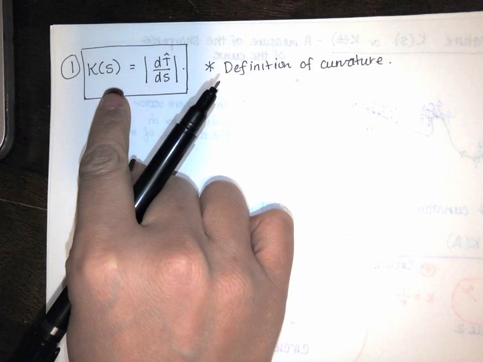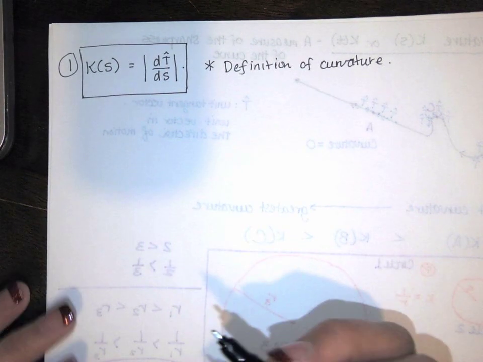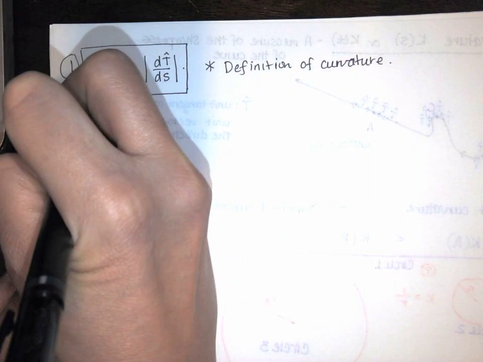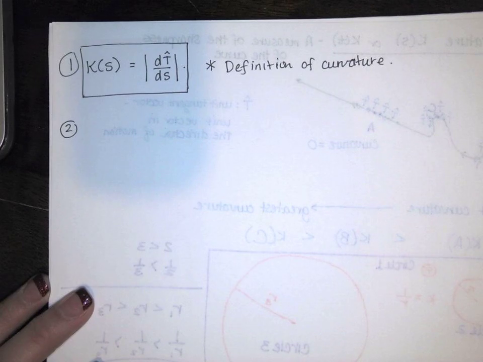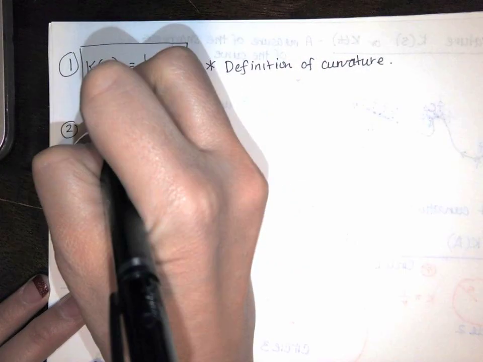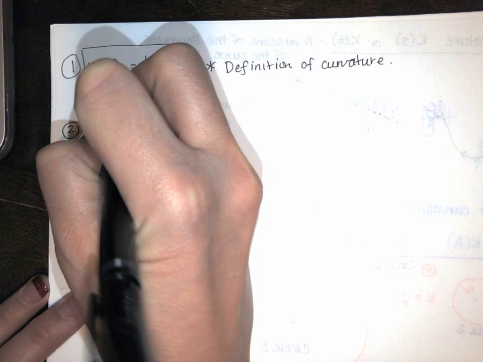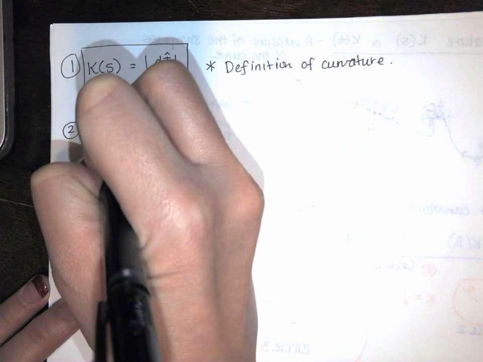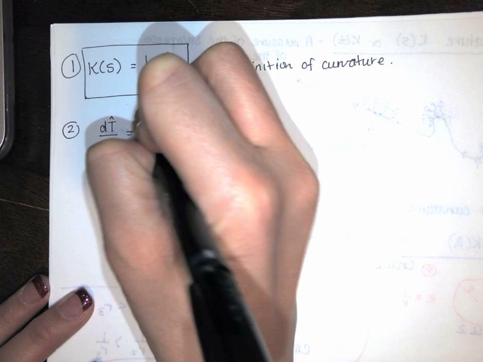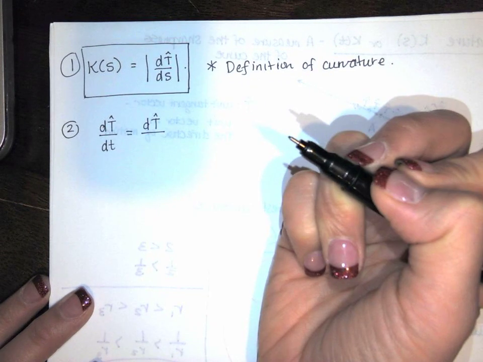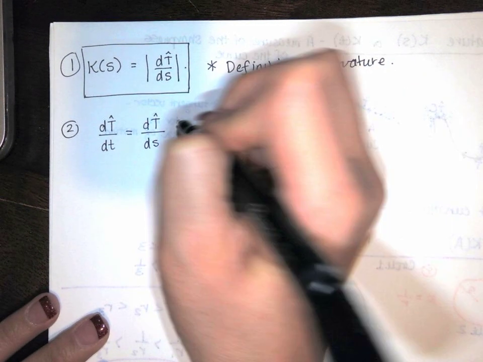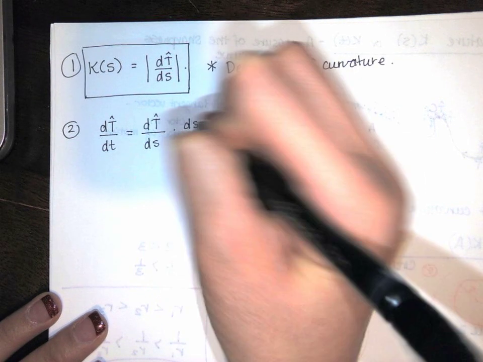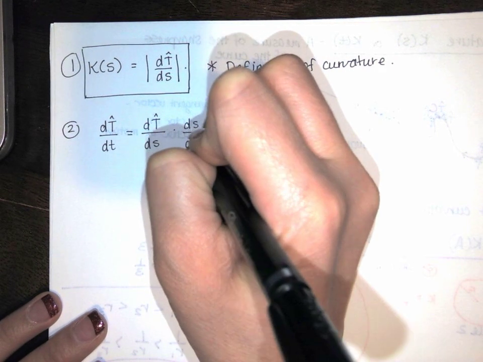I might want to find my curvature in terms of a different variable, t. Well, I know by the chain rule that the derivative of the unit tangent with respect to t is the derivative of the unit tangent with respect to s, so the arc length parameter, times the derivative of the arc length parameter with respect to t.